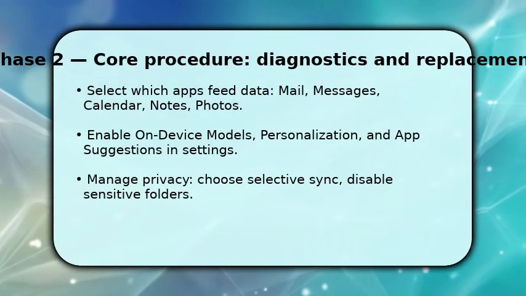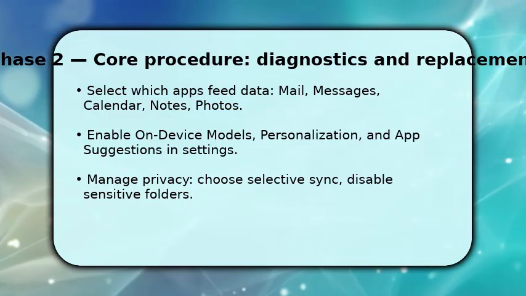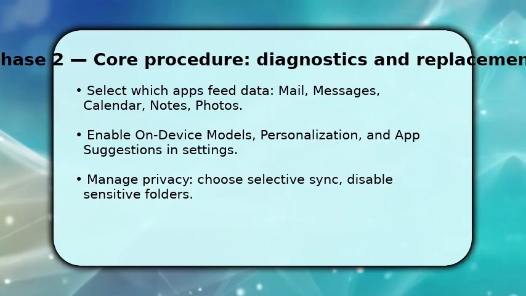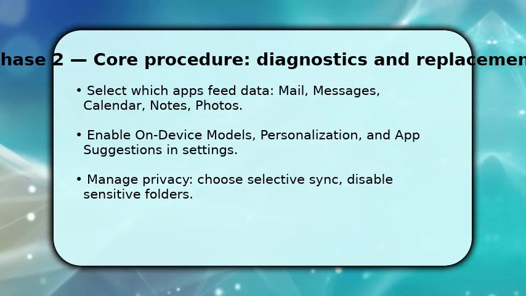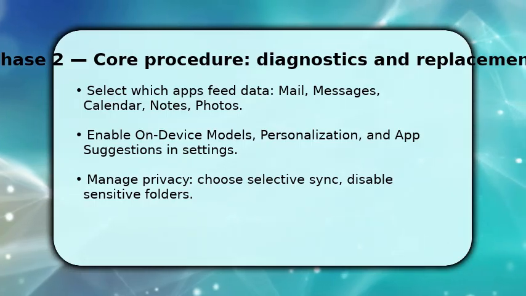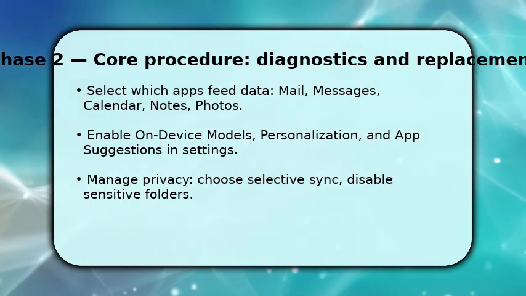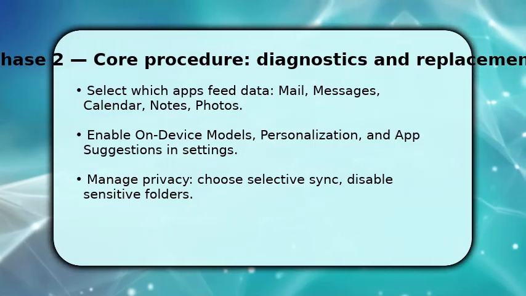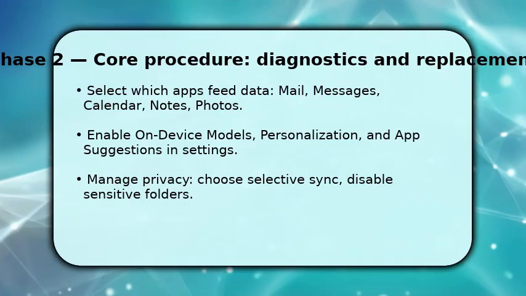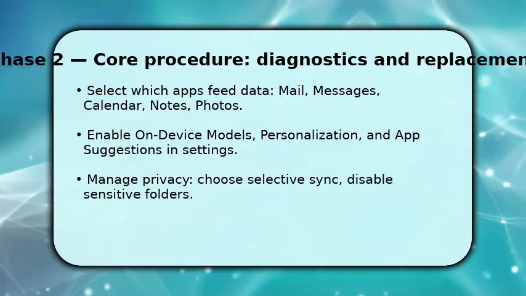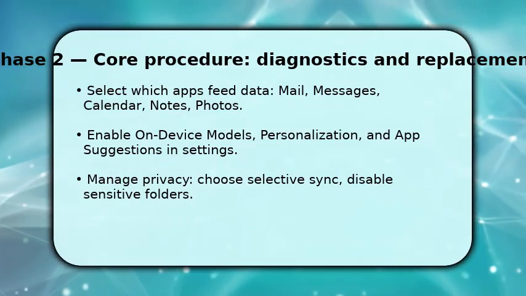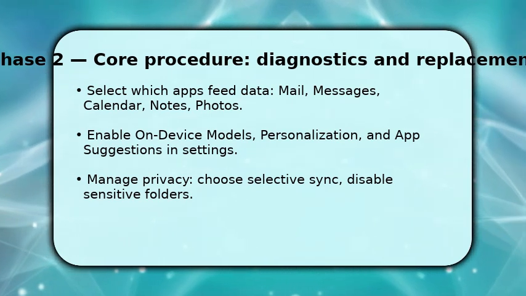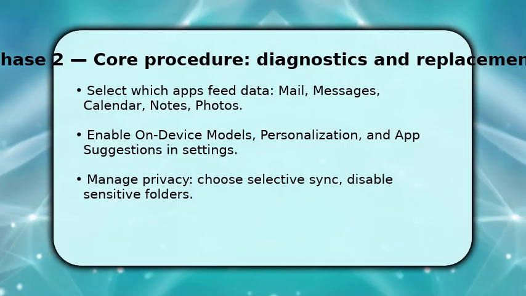You now configure the data sources and personalization settings that drive Apple Intelligence. In Settings Apple Intelligence, choose which apps provide data: Mail, Messages, Photos, Calendar, and Notes, because quality input yields better suggestions. Make sure on device models and personalization are enabled so processing stays local and responsive. Next, set app suggestions and shortcuts. This helps the system learn workflows. If you have sensitive content, use selective sync and exclude specific folders to limit what the model can access.